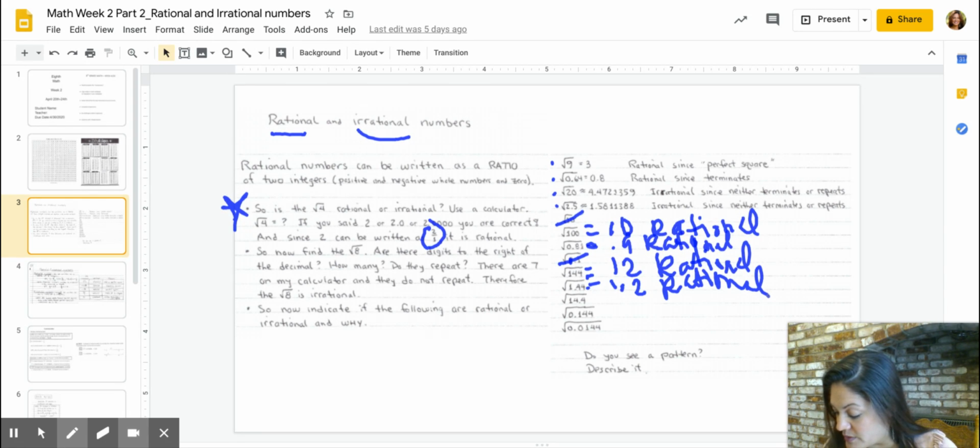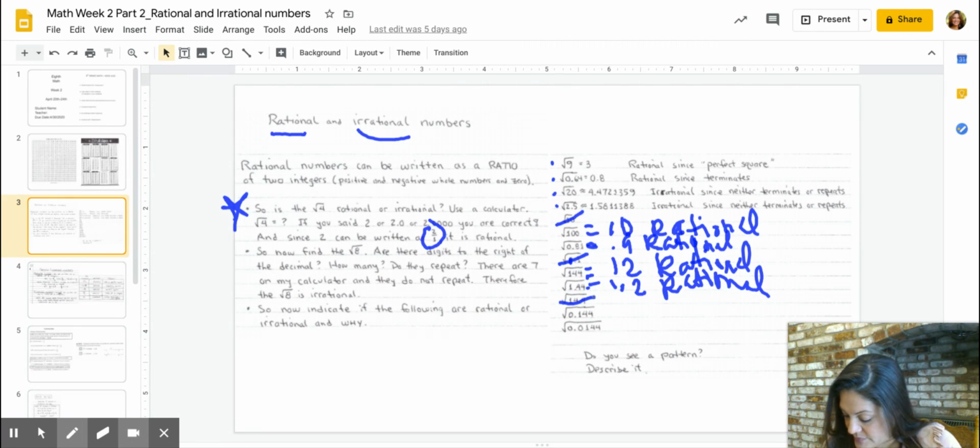And next one, square root of 14.4, it equals 3.79. Whole bunch of numbers. It does not terminate, and you cannot write it. And it also does not repeat. So that one is not rational. That one is for 14.4.